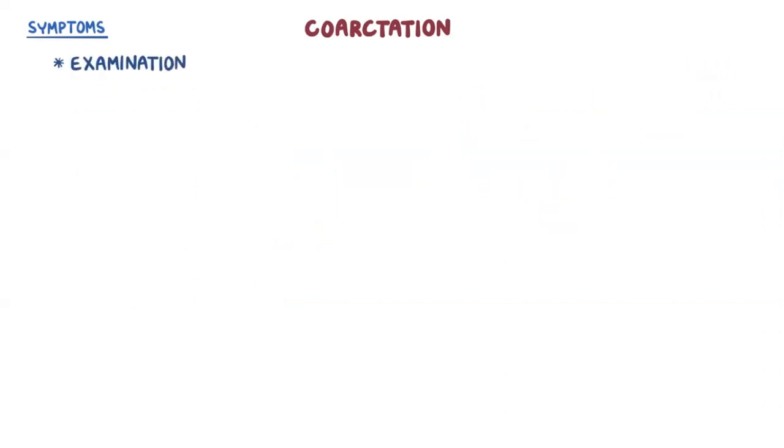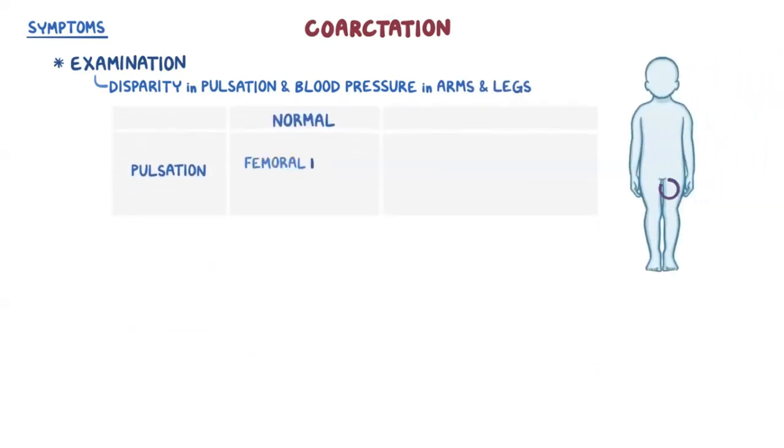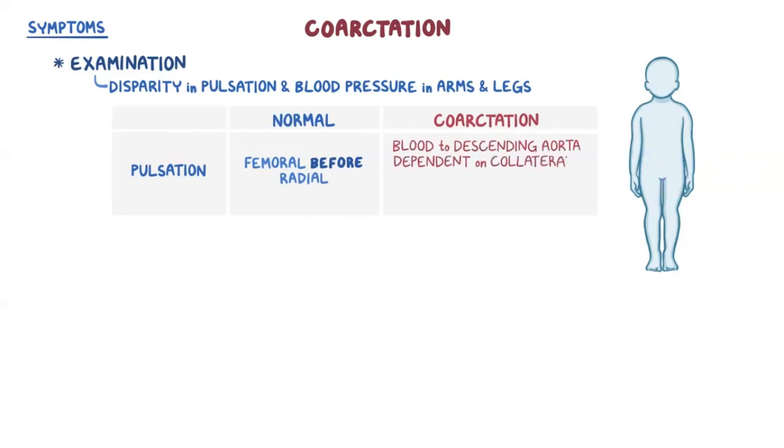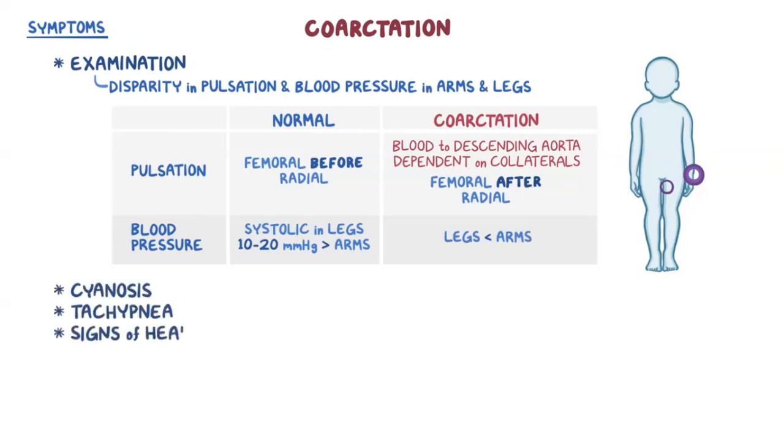On examination, the classic sign of coarctation is a disparity in pulsation and blood pressure in the arms and legs. Normally, the femoral pulse occurs slightly before the radial pulse, but in coarctation, a radial-femoral delay occurs when blood flow to the descending aorta is dependent on collaterals, so the femoral pulse is felt after the radial pulse. Moreover, in healthy individuals, systolic blood pressure in the legs obtained by the cuff method is 10 to 12 millimeters of mercury higher than that in the arms. But in coarctation of the aorta, blood pressure in the legs is lower than in the arms. Over time, individuals might develop cyanosis, tachypnea, and signs of heart failure.